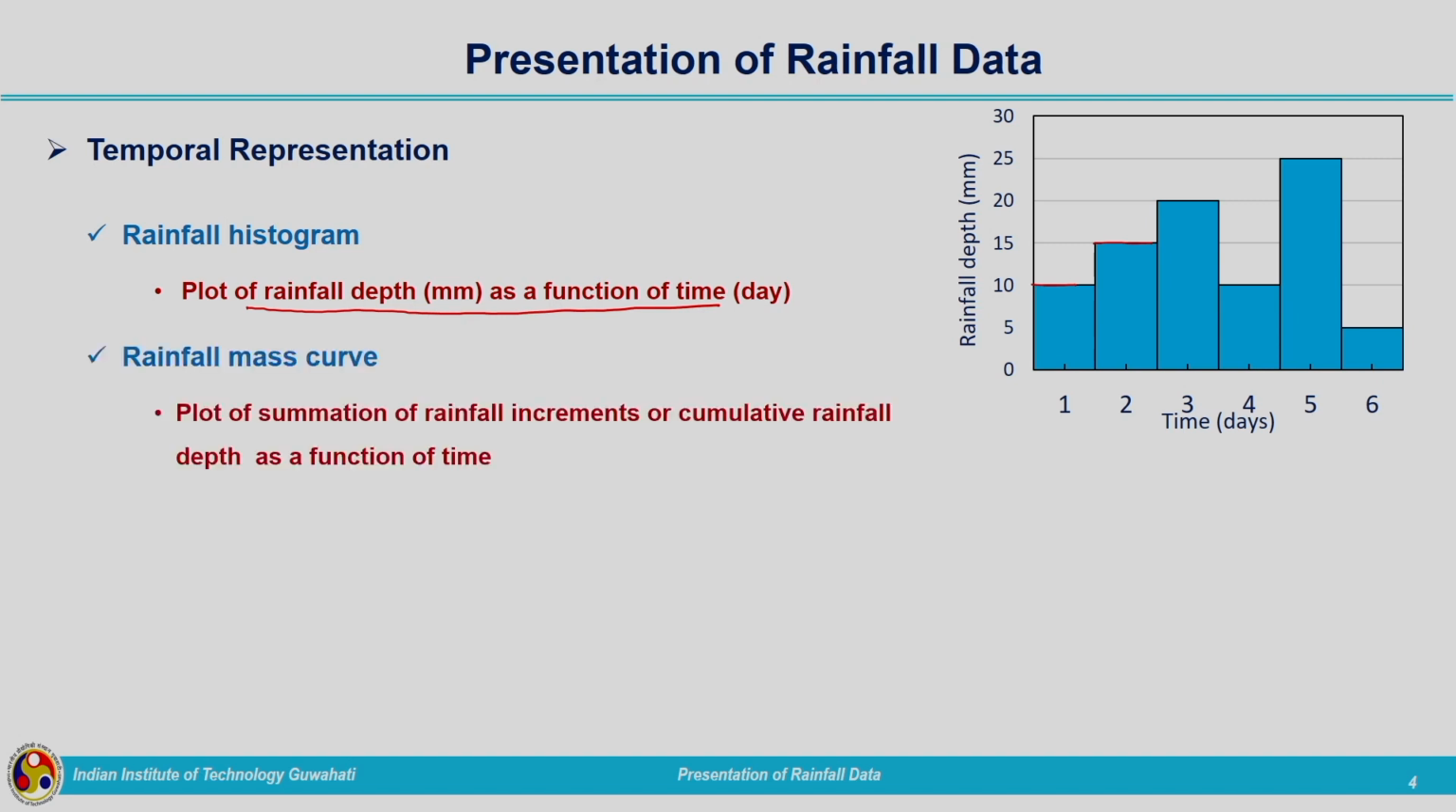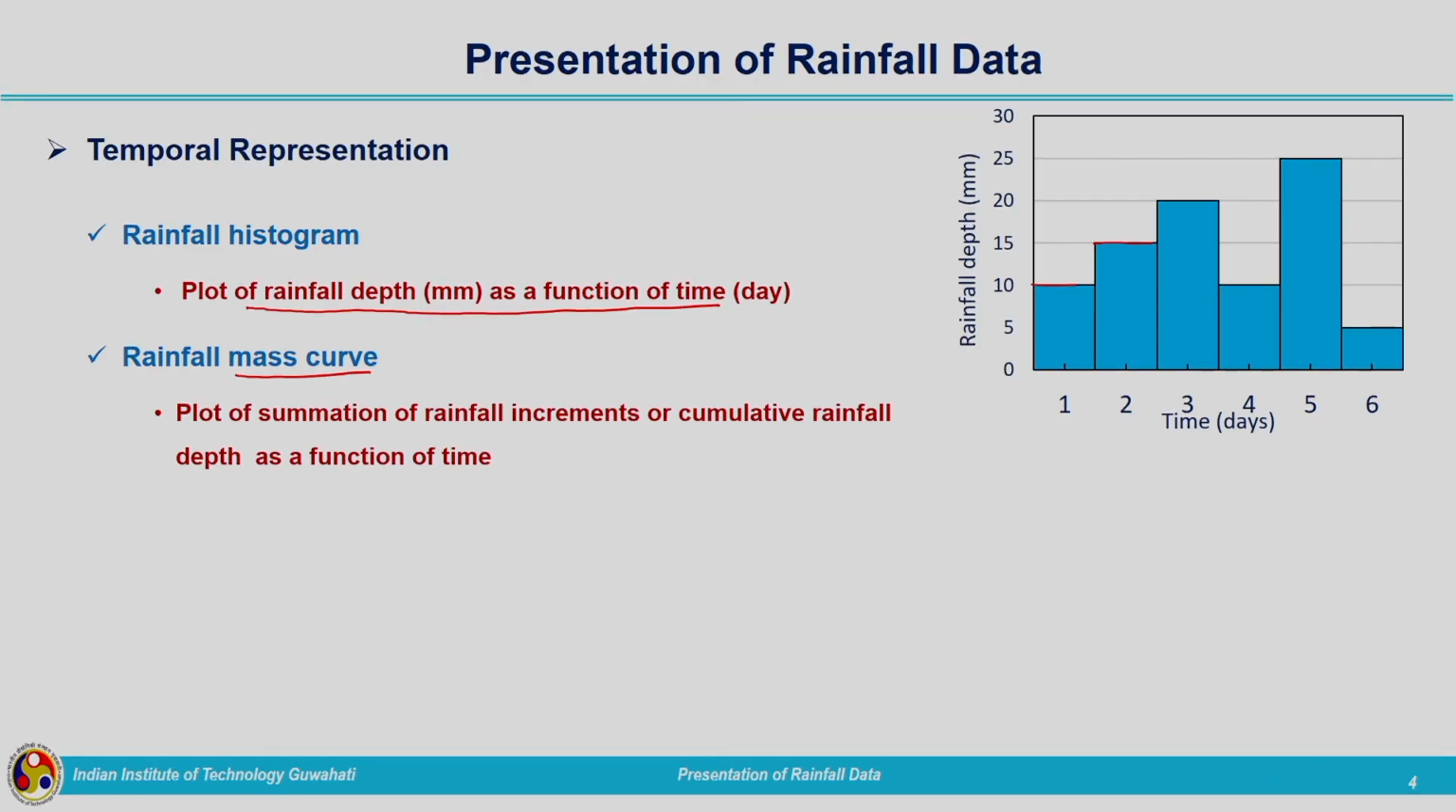Second way of representing the rainfall is by means of the rainfall mass curve. Rainfall mass curve is representing the cumulative rainfall. That is, for 24 hours we are getting the rainfall. Rain gauges will be recording the rainfall data, first 15 minutes, and so on, in a cumulative way it will be marking. So, that will be plotted, that is cumulative rainfall plotted against the time. That is the rainfall mass curve. That is the plot of summation of rainfall increments, or cumulative rainfall depth, as a function of time.